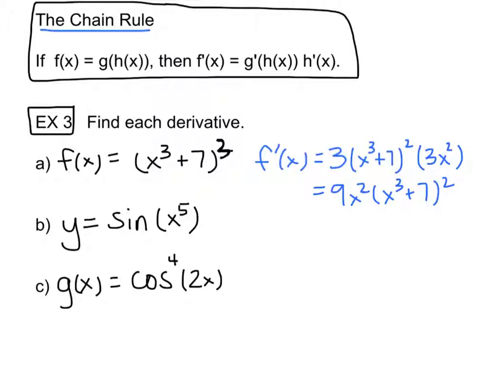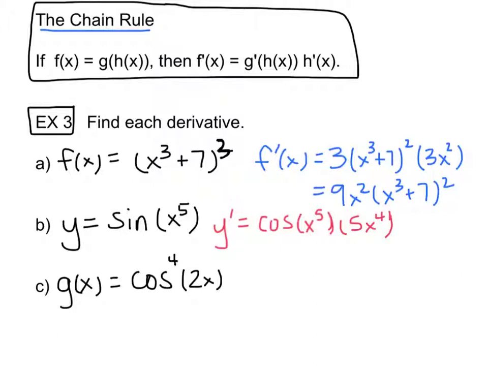Okay, let's look at the next one. So here we have a sine of x to the 5th. So I see my outside function is sine, my inside function is x to the 5th. So when I take my derivative, I'm going to have y prime equals the derivative of sine, which is cosine. Except it's not really cosine of x, it's cosine of whatever was inside, times the derivative of my inside function. And the derivative of my inside function is 5x to the 4th.